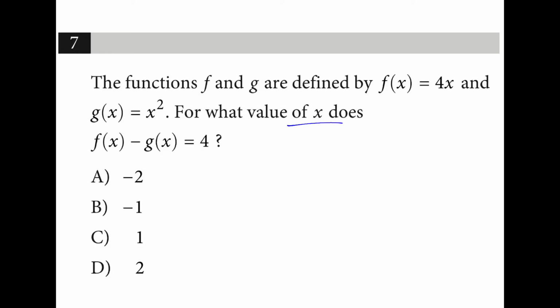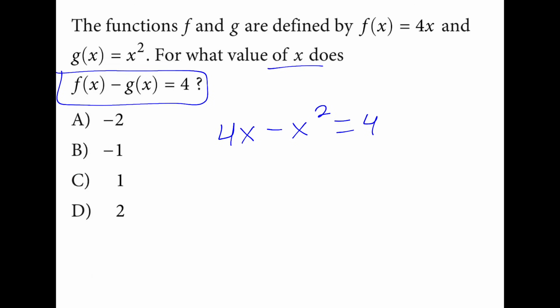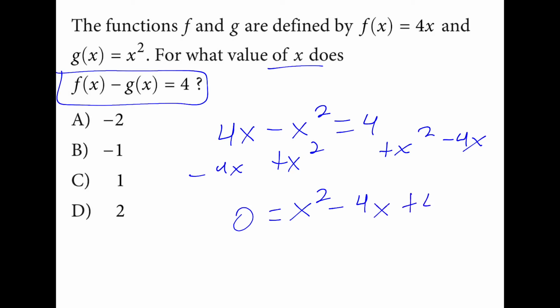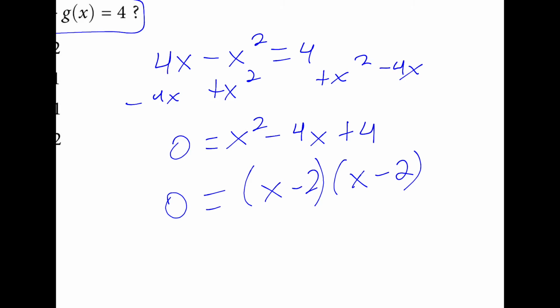For what value of x is this statement true? So I'm going to replace those and write 4x minus x squared is equal to 4. Here I'm going to add x squared and subtract 4x from both sides. So I have 0 is equal to x squared minus 4x plus 4. If I factor this, I get x minus 2 times x minus 2, because negative 2 times negative 2 is a positive 4, and negative 2 plus negative 2 is a negative 4. So the value that will make this true is if I plug in a 2.